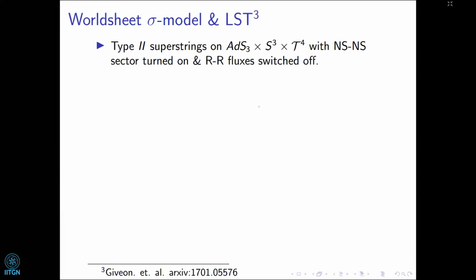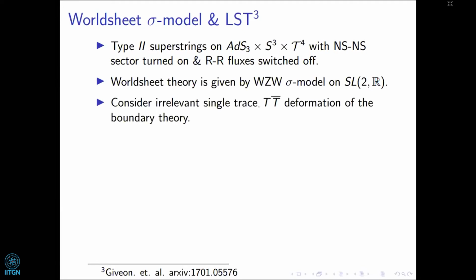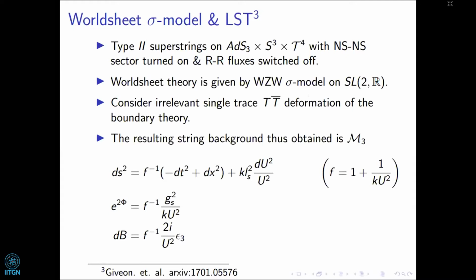So what we have in the bulk is type 2 superstrings on AdS3 × S3 × T4 with the NS sector turned on and RR fluxes switched off. Now, this is a worldsheet theory given by the Wess-Zumino-Witten sigma model on the SL(2,R) group. It's a holographic string theory where the boundary dual is an irrelevant single-trace deformation of the boundary theory, and this corresponds in the bulk theory to a marginal deformation, which is solvable. The resulting string theory background thus obtained is called M3, and here is the metric. Here is the dilaton and the NS3 form field.